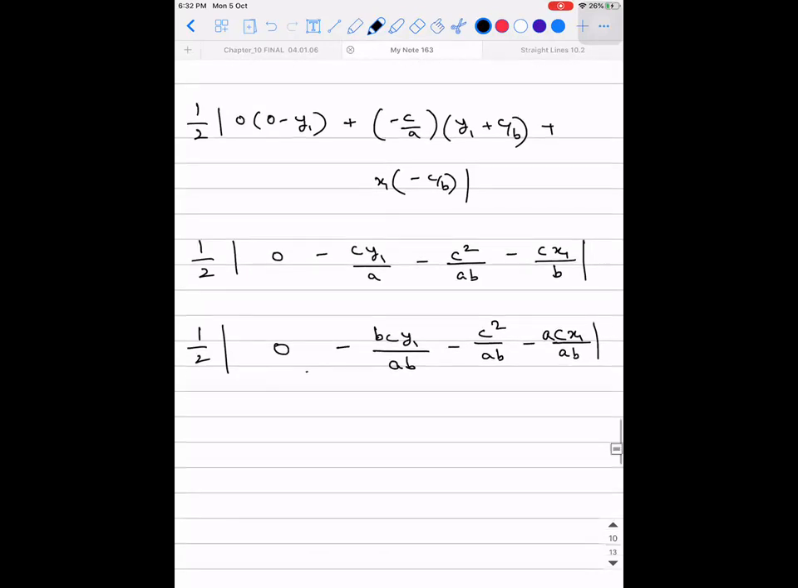Yes. Now see, 1 by 2, I am taking that ab outside, modulus of, minus is common in everything and c is common. So if I take out c outside, then it becomes ax1 plus by1 plus c. Observe what I did. C divided by 2ab into ax1 plus by1 plus c. Let's see expression number 2.